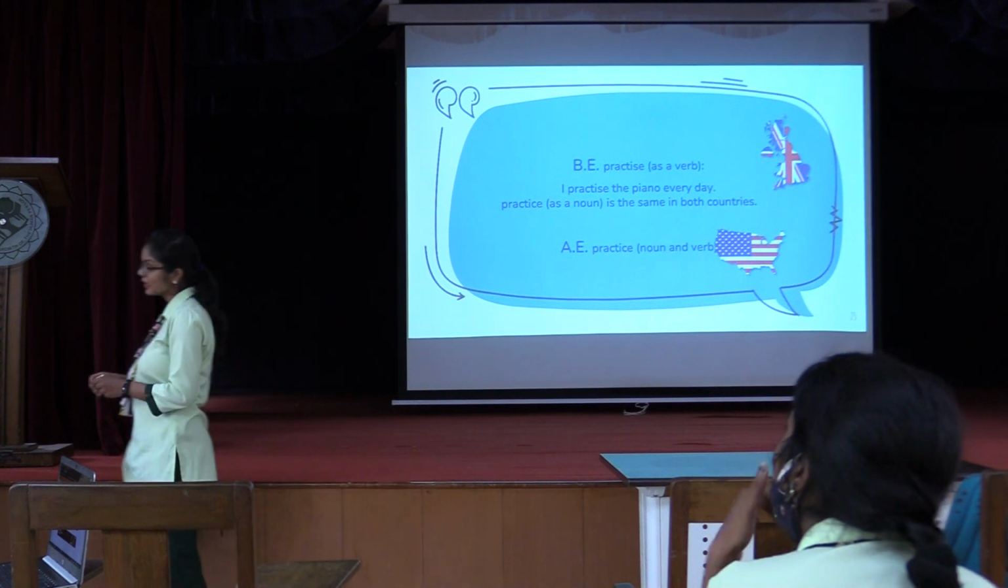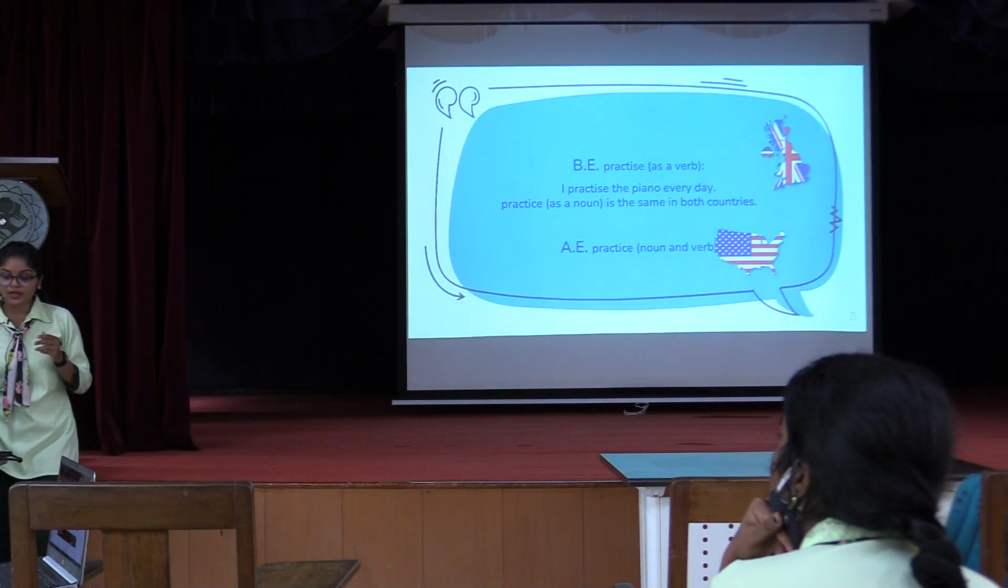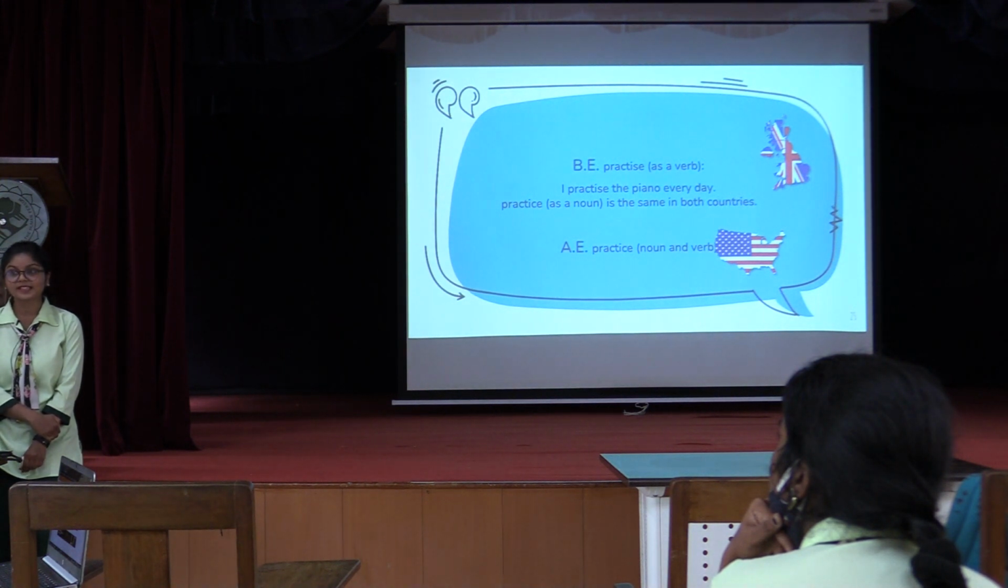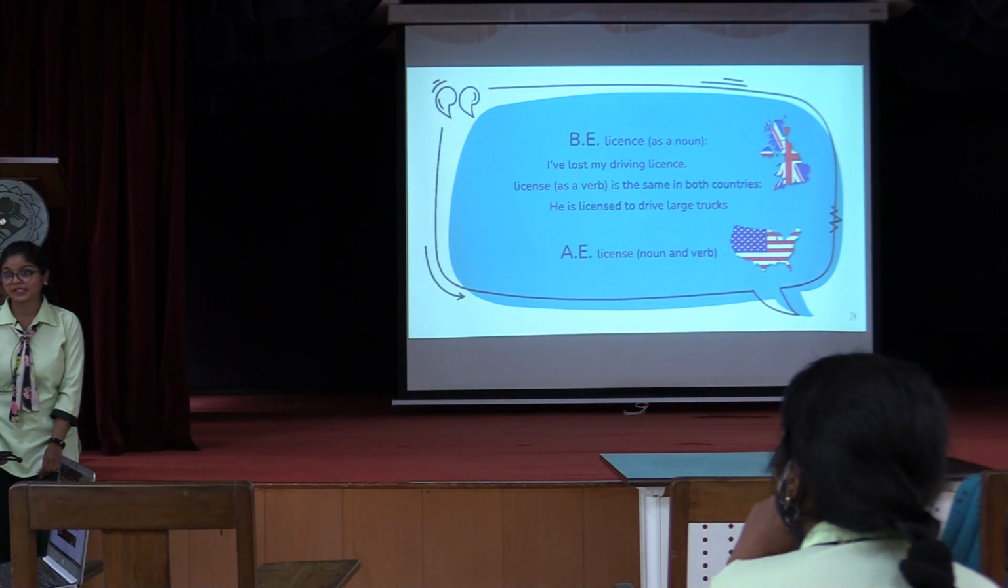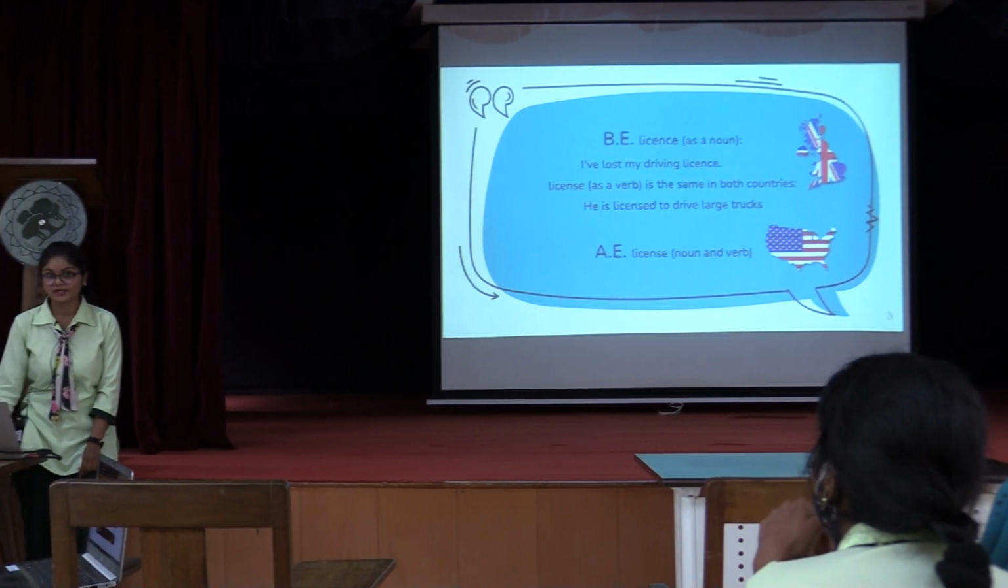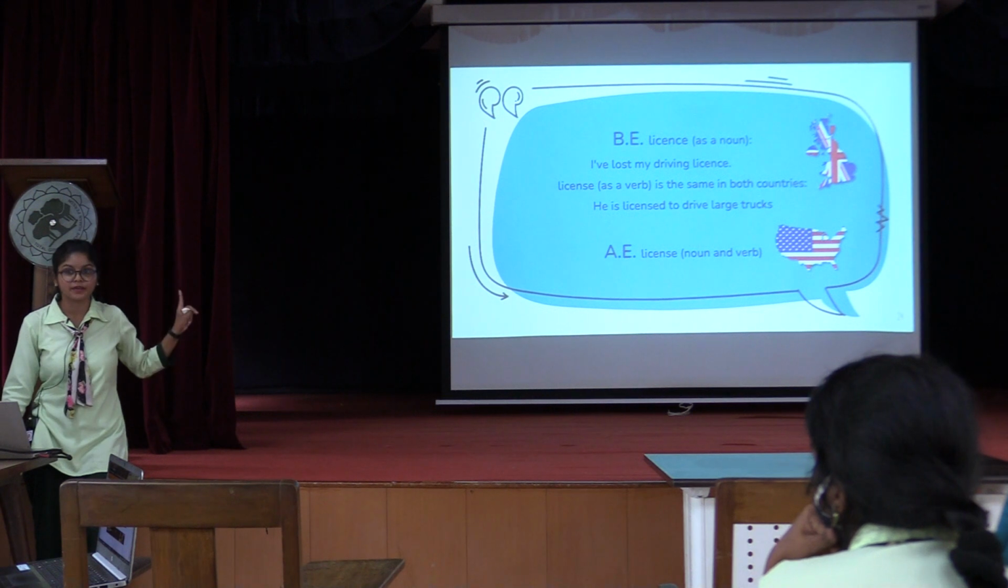So when it comes to a noun, pay attention to this. When it is a verb, in British English it is SE, and when it comes to a noun, it is CE. Whereas it was the opposite in the previous section. These are two words you should know, because many a time, even in competitive exams, this has appeared. So make sure you know the difference and which one is which.